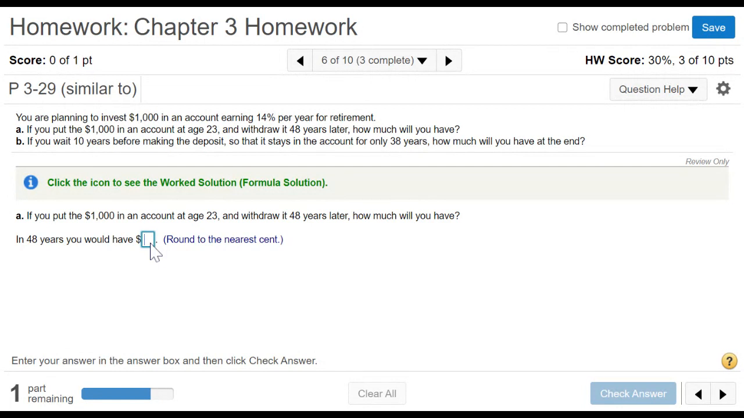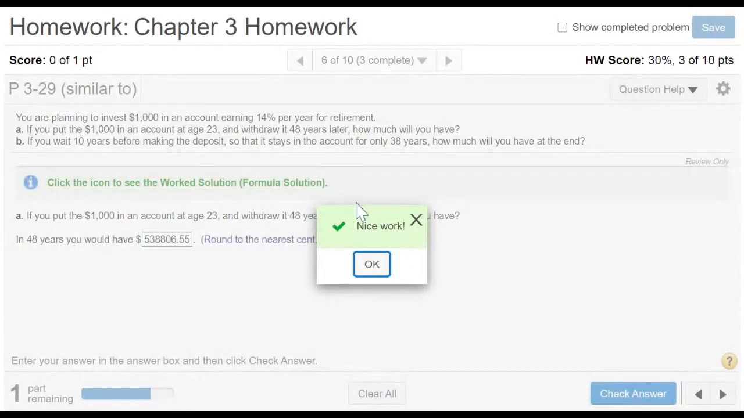538,806. What do you have? It should be 807. It's 807. Nearest cent, he said, is 55. So it's 538,806 and 55 cents. No, you have to go back. 538,806.55. Yeah. Good job.